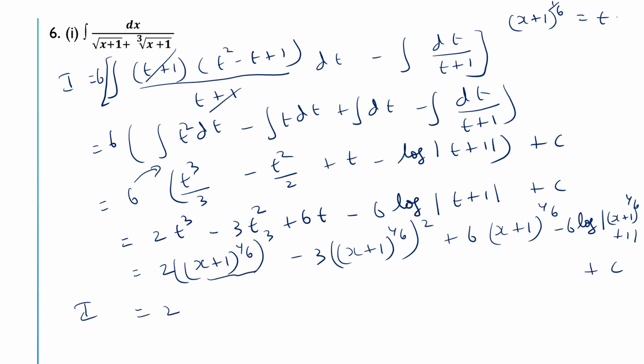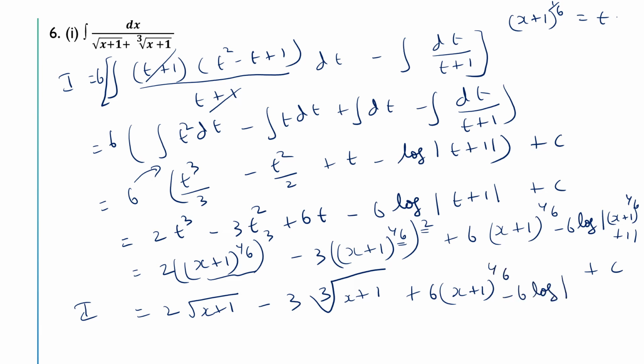X plus 1 the whole raised to 1 by 6 the whole cube will be x plus 1 the whole raised to half. So it is 2 root x plus 1 minus 3 into x plus 1 the whole raised to 1 by 6 the whole square will be x plus 1 the whole raised to 1 by 3. So it is cube root of x plus 1 plus 6 into x plus 1 the whole raised to 1 by 6 minus 6 log mod x plus 1 the whole raised to 1 by 6 plus 1 plus c. So this is the given integral.